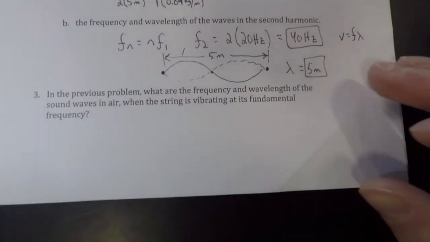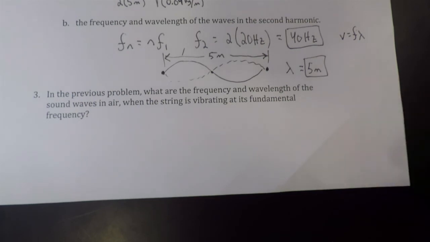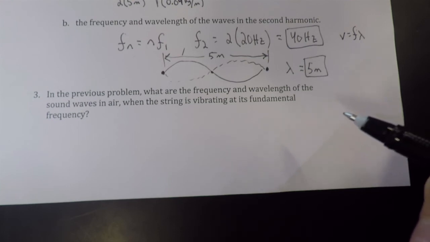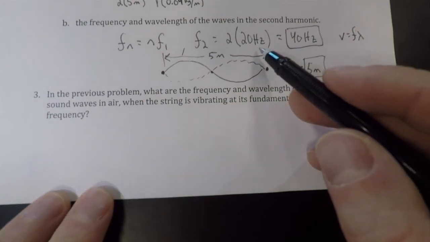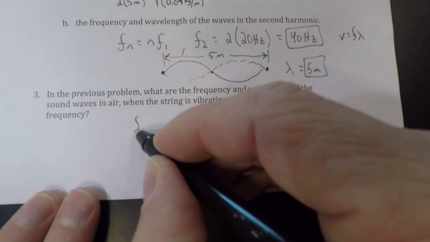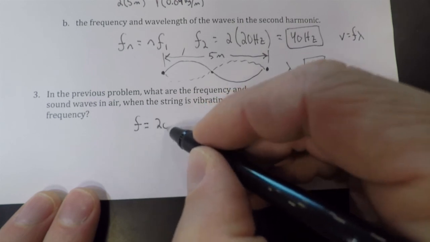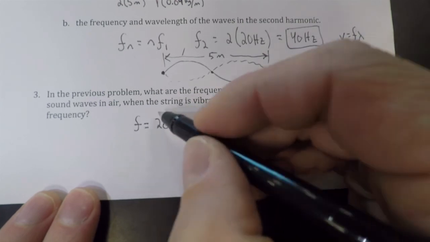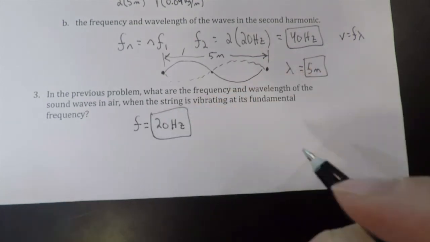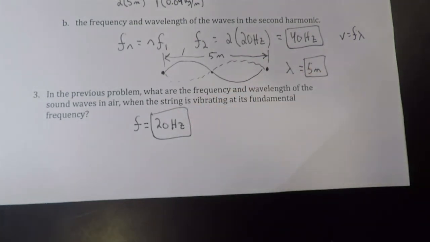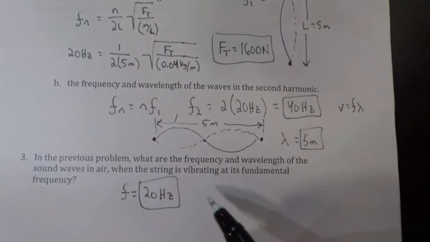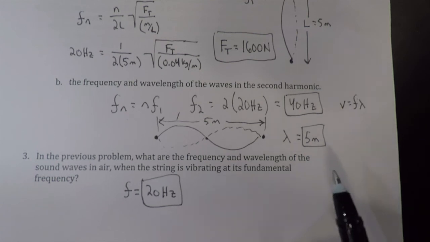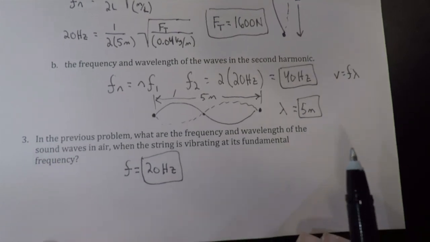The last one here on this page, number 3. What are the frequency and wavelength of the sound waves in the air when the string is vibrating at its fundamental frequency? Don't overthink it too much. If the string vibrates up and down 20 times per second, then it's going to push the air back and forth 20 times per second. So whatever frequency the string vibrates with, that's going to be the frequency of the sound wave created in the air. But the wavelength's going to be way different. It's not a wave traveling along the length of the fiddle, but a wave traveling through the air. So we're talking about a wave of compression.